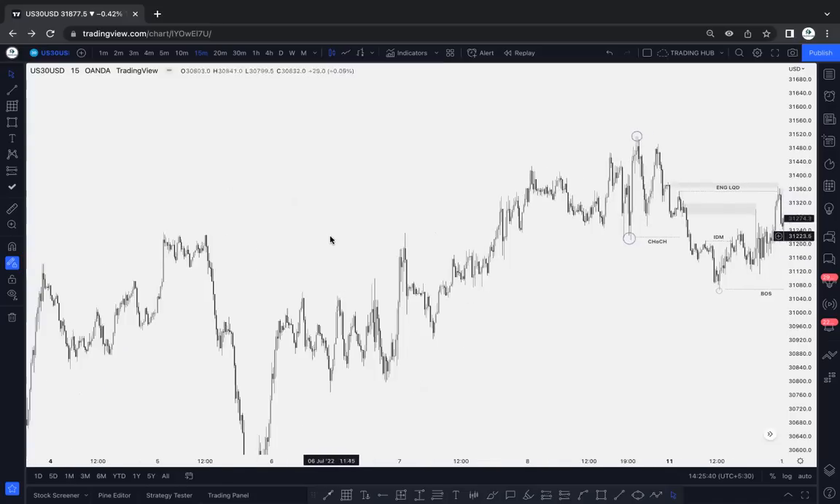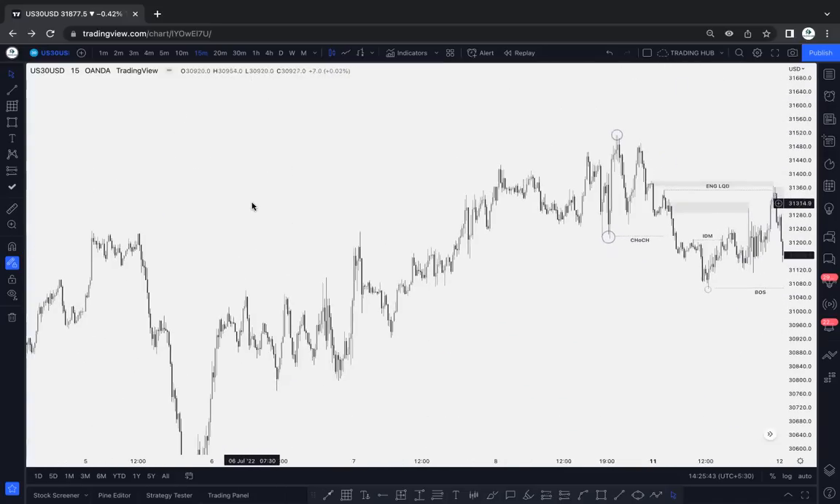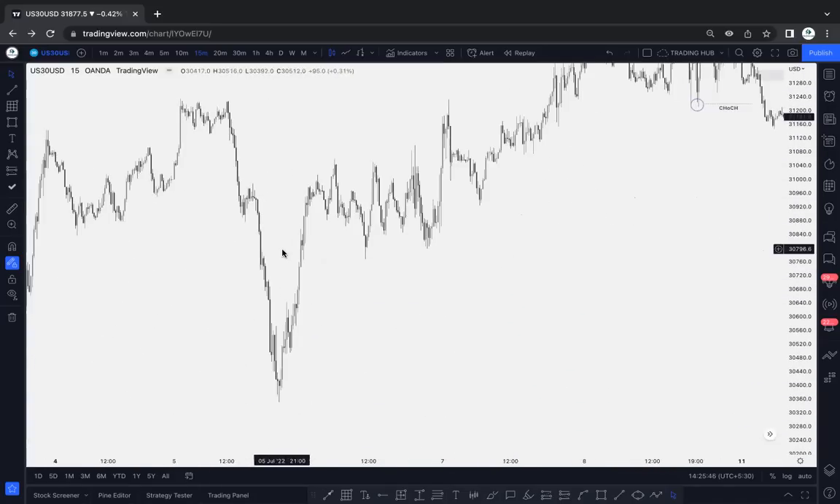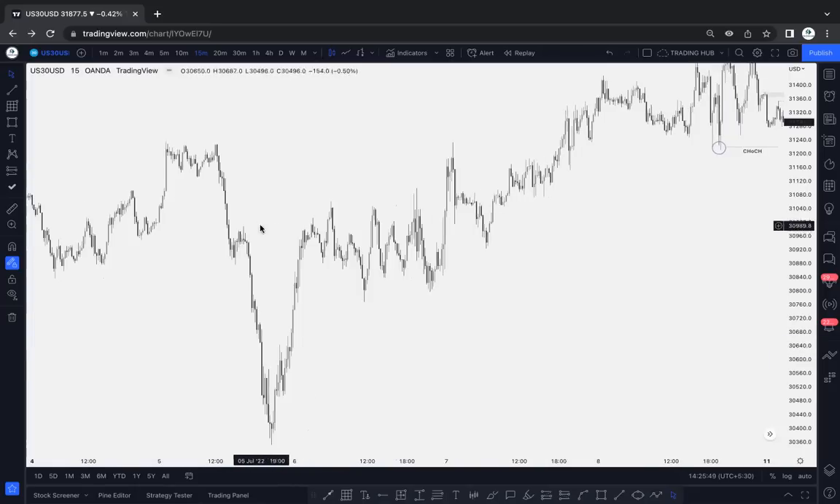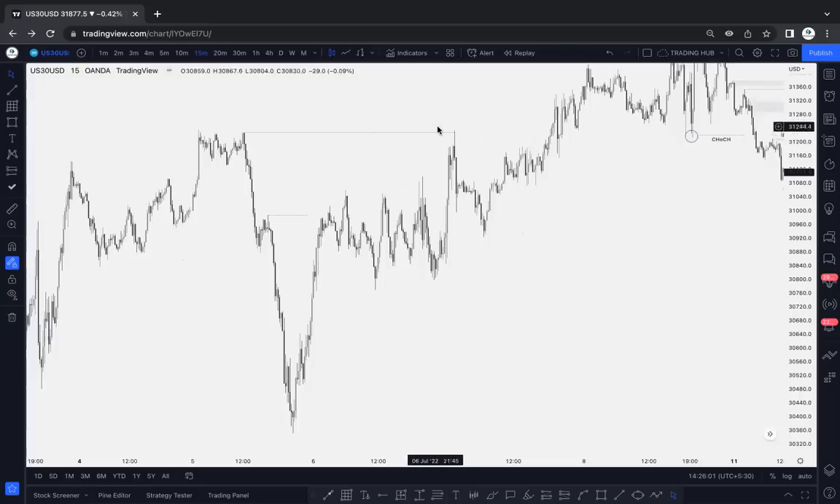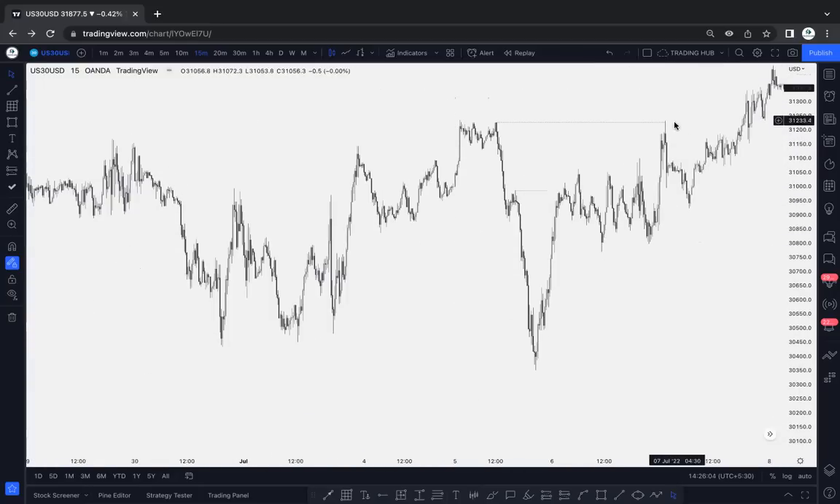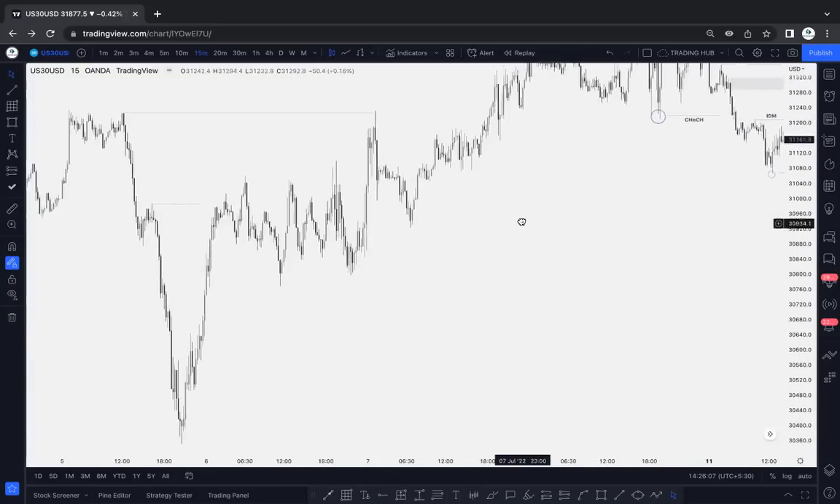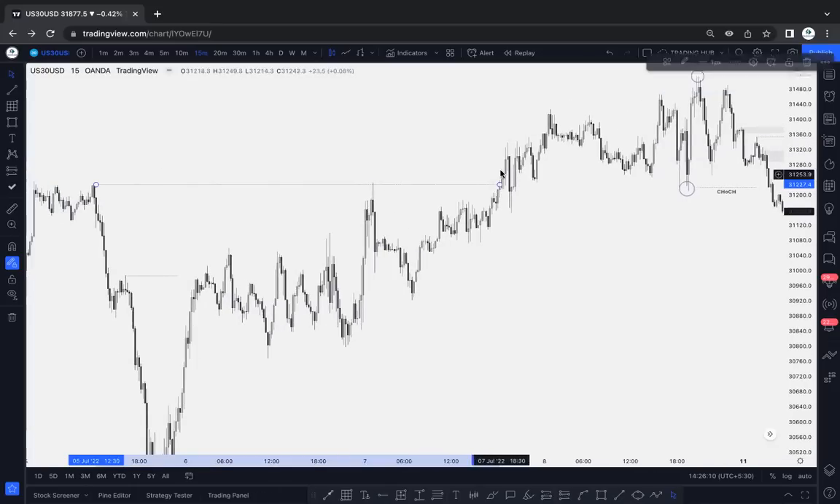I have to start from here because this is our inducement. Let me show you exactly. This one is our inducement, and this one is our major high, which is the liquidity. But this is not a confirmed break of structure. What happened after this? We can see the market broke above this and closed above it. So this confirms the high here, and this one is our break of structure.